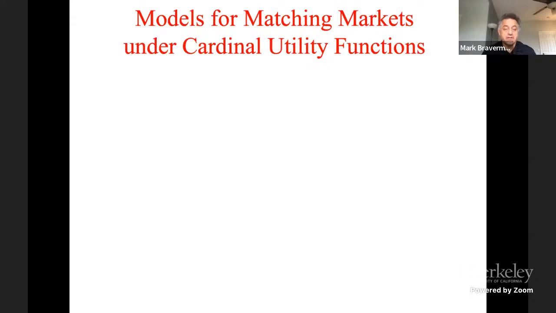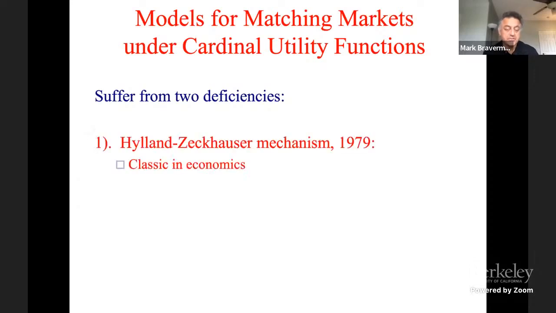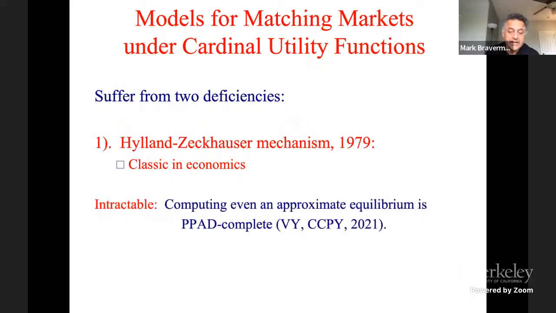The models we are considering here are those defined using cardinal utility functions, unlike the previous models which were defined using ordinal utility functions like the Gale-Shapley model. But here we are using cardinal utility functions. And these models suffer from two deficiencies. The first one is the following, and here I'm talking about a very classic mechanism given by Hylland and Zeckhauser more than 40 years ago, in 1979. And last year, it was realized that it is intractable. Computing even an approximate equilibrium for this model is PPAD-complete.